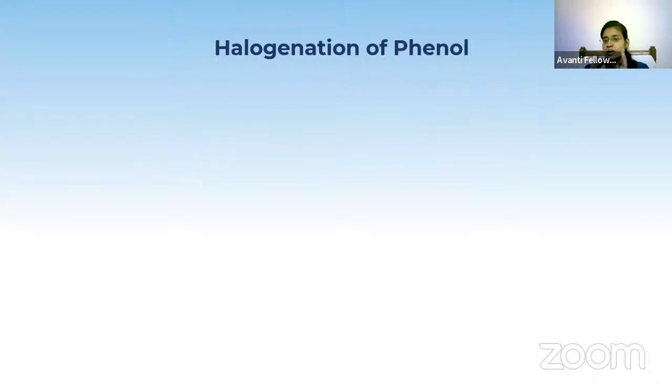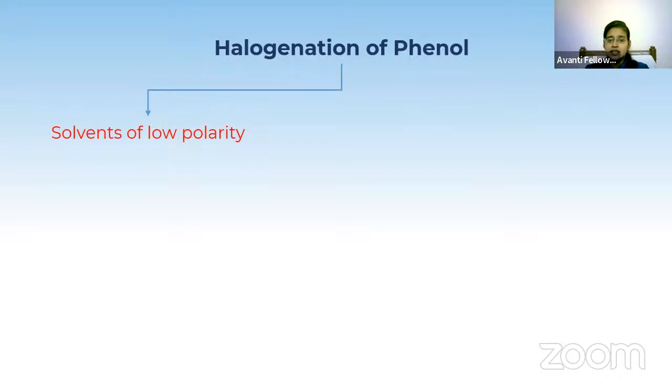Coming to halogenation of phenol, there are two cases. First of all, the halogenation can be done with solvents of low polarity like CCl4, CHCl3, etc. If the phenol is treated with such a reagent, then it will lead to a monohalogenated product. Only one halogen will come and get substituted in the phenol.